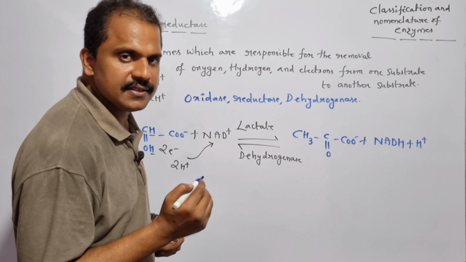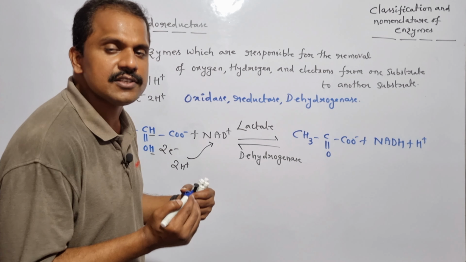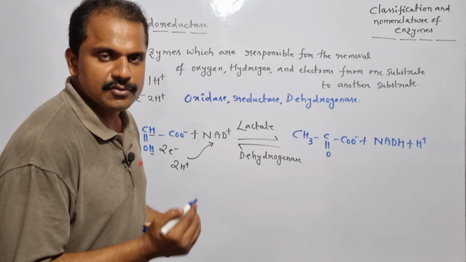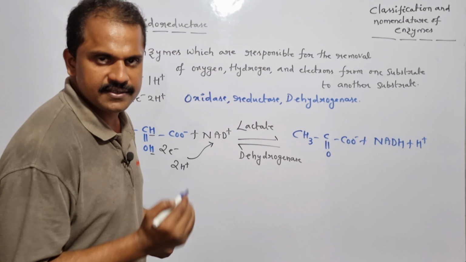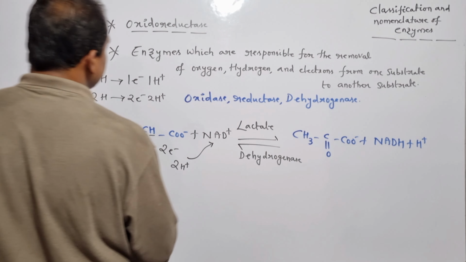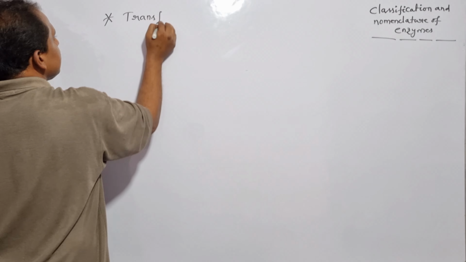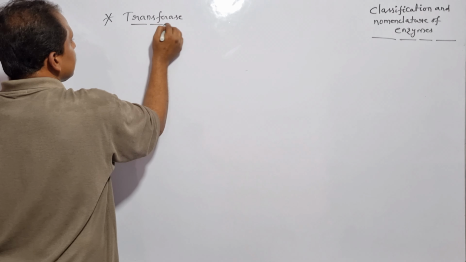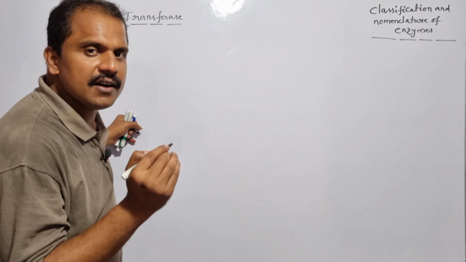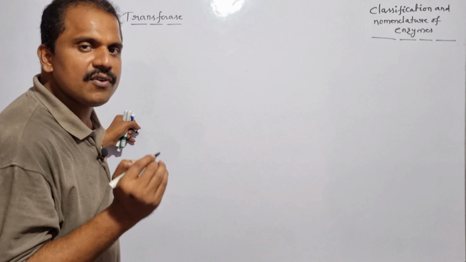So here what are transferases? As the name itself suggests, transferases are the specific enzymes which are responsible for transferring one particular group from one particular substrate to another substrate. So such specific enzymes are termed as what? Transferases. So let me arrange the things here. And if we consider the transferases, what are transferases? As I already mentioned, transferases are the specific enzymes which are responsible for transferring one particular group from the substrate to another substrate.